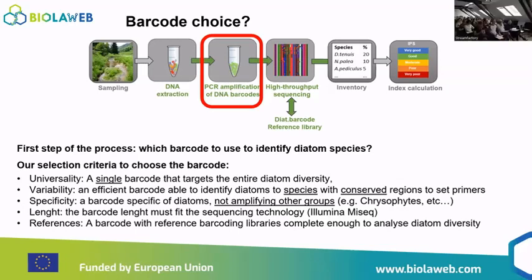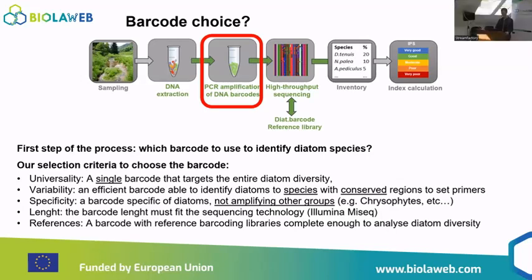So we need the references to identify the species, because if we don't connect the sequence with some species, we don't have any results. Exactly. We need references. If not, it's not working. Okay, so we have our criteria.